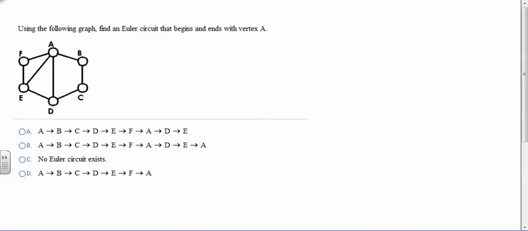This example is from MGF 1107, section 14.2, when we're discussing Euler paths and Euler circuits. In this example, you are given a graph, and in that graph, it is requested for you to find an Euler circuit that begins and ends, since it's a circuit, has to begin and end at the same vertex, and they want you to begin and end your Euler circuit at vertex A.